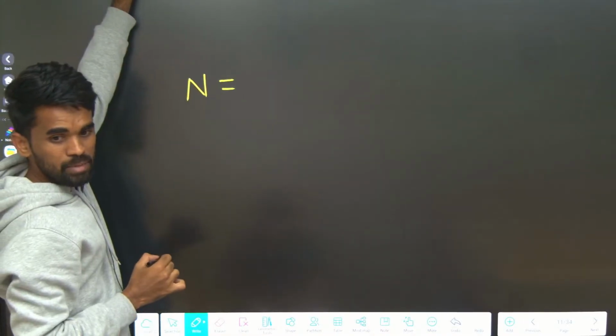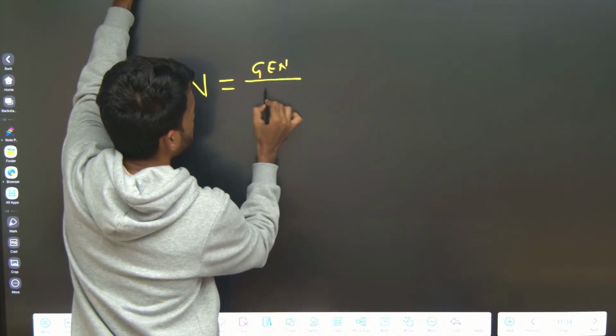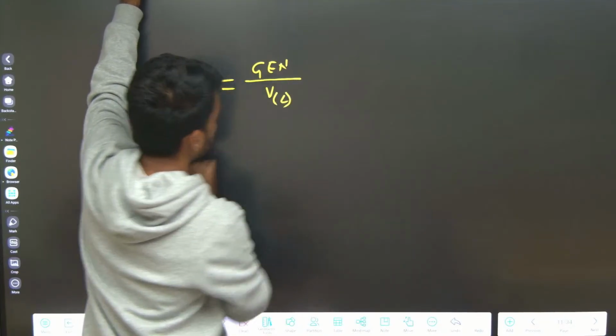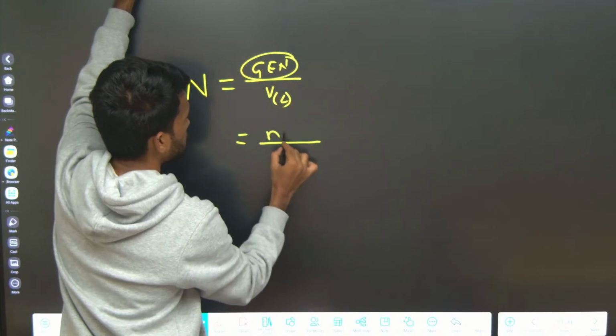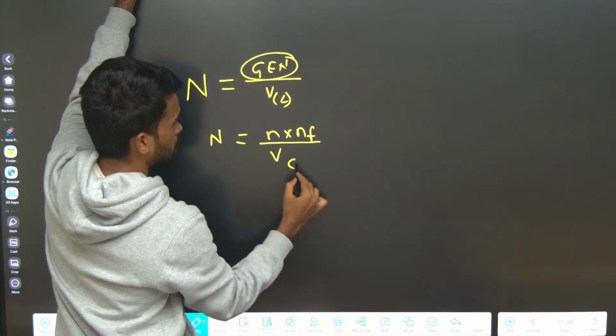What does normality mean? Number of gram equivalents by volume of solution in liters. Okay, so what does gram equivalent number mean? It is the number of moles into its N factor. So we can write this in liters.